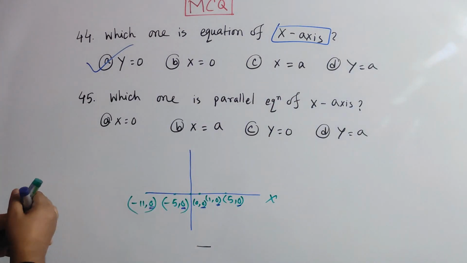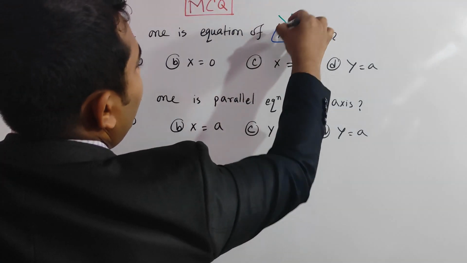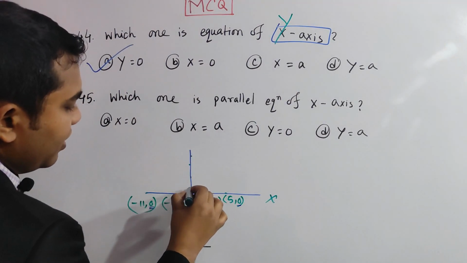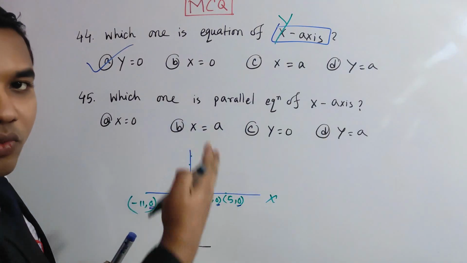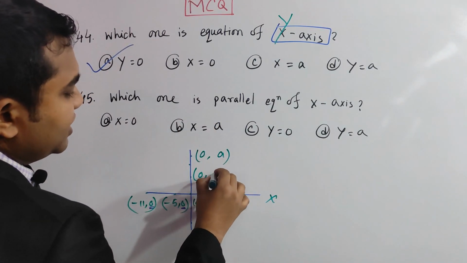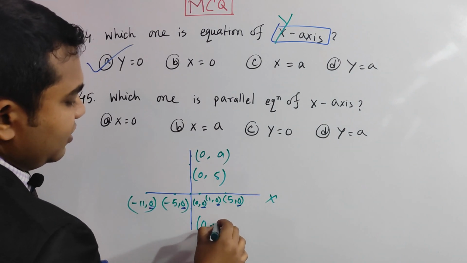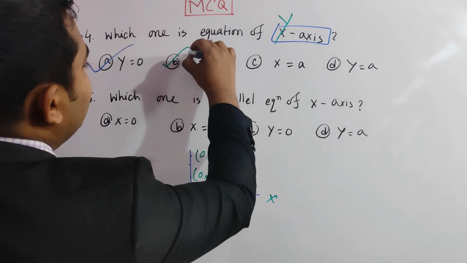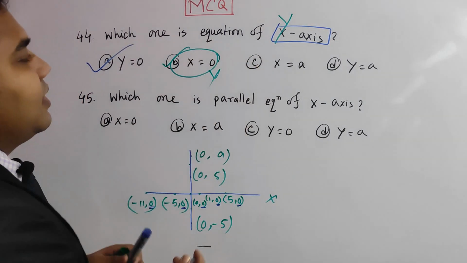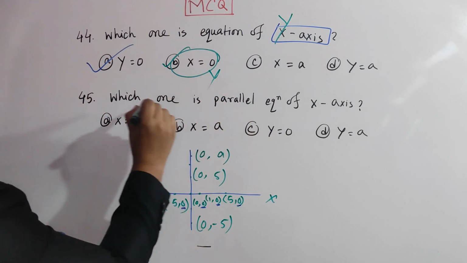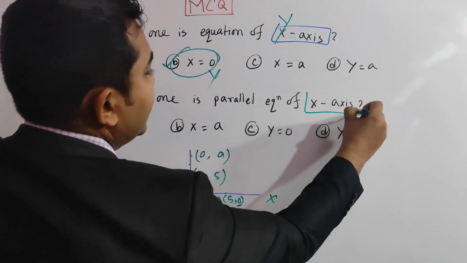Similarly, which one is the equation for y-axis? For y-axis, just think of some points on it, every point will be 0 something, 0 something, 0 something. So abscissa is 0. If x equals 0, this is the equation for y-axis. Clear? Now, which one is the parallel equation of x-axis?